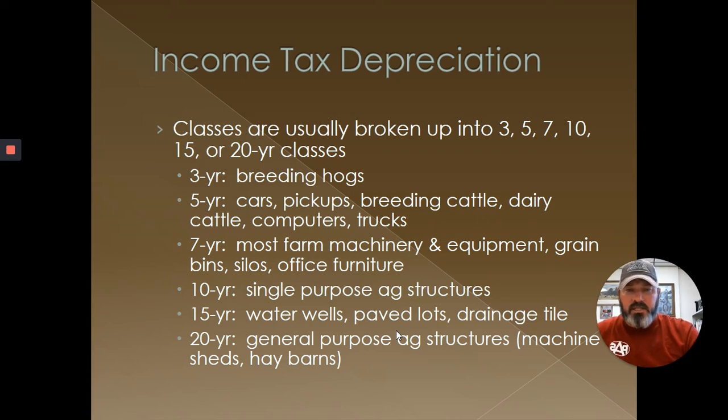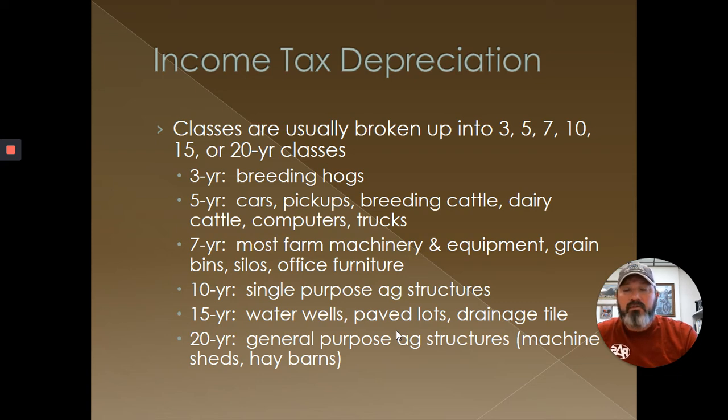So here are the classes broken up into 3, 5, 7, 10, 15, or 20 year depreciable assets. So, for example, a 3-year depreciable asset is breeding livestock, hogs. 5 years: cars, pickup trucks, breeding cattle, whether it's dairy or beef. Computers are actually a 5-year depreciable asset. 7 years is most farm machinery. So that field cultivator that you bought has an expected 7-year lifespan. Grain bins have an expected 7-year lifespan in terms of useful life.